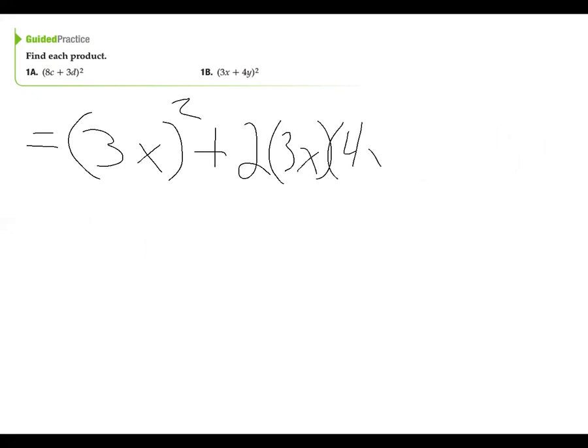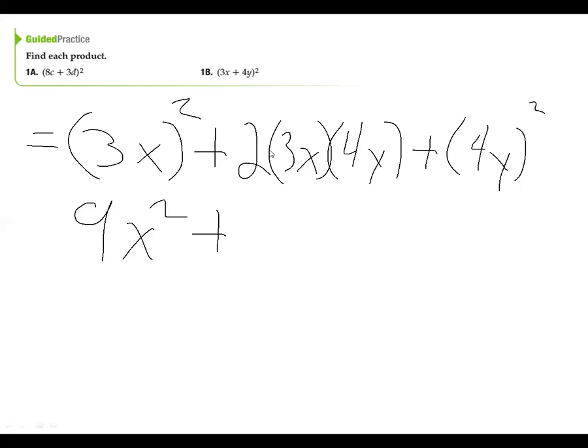Okay? Same thing with this last one. If trying to use these special product formulas gets confusing, all you have to do is write it out and FOIL it. Okay? So in this one, using the special product, you square the first term, double the product of the two terms, and then square the last term. So you would get 9x squared plus 2 times 3 is 6, times 4 is 24xy, plus 16y squared. All right? Okie dokie.